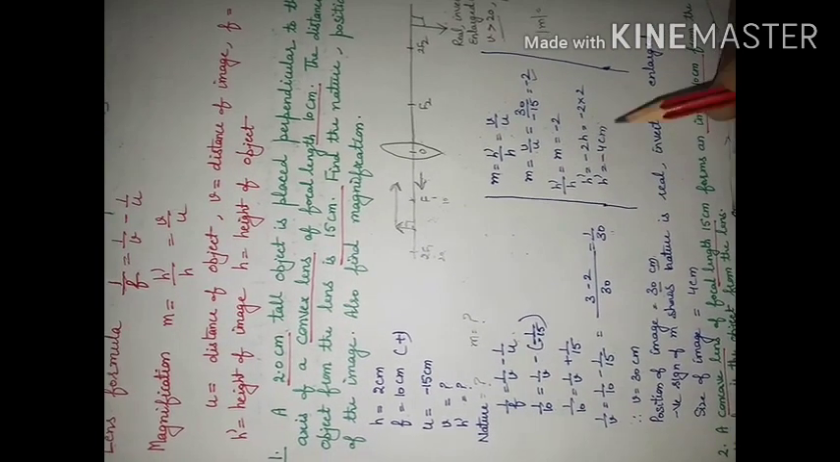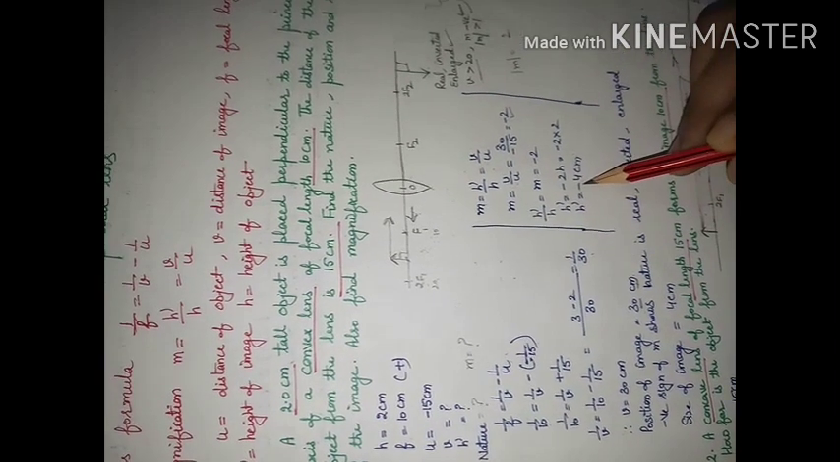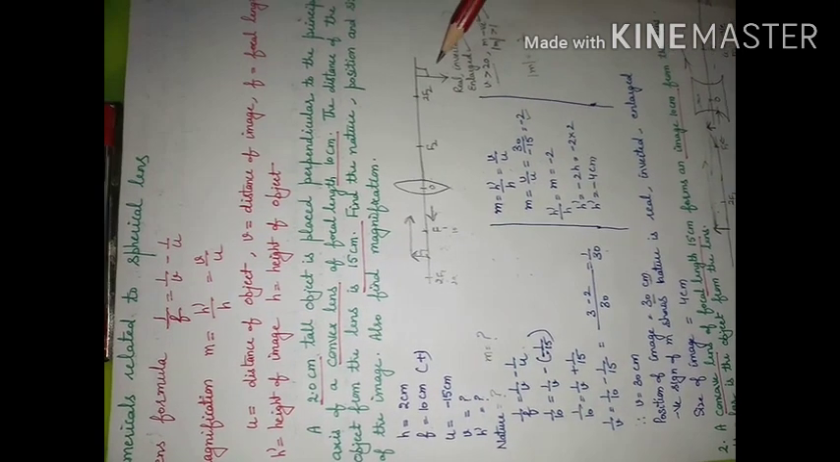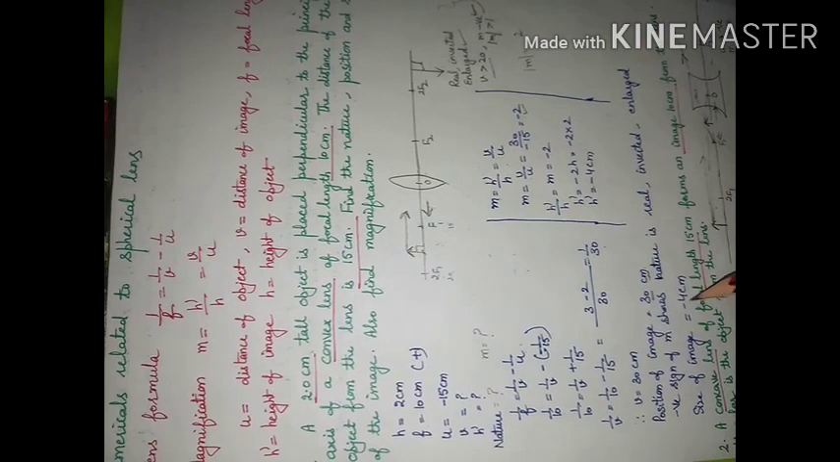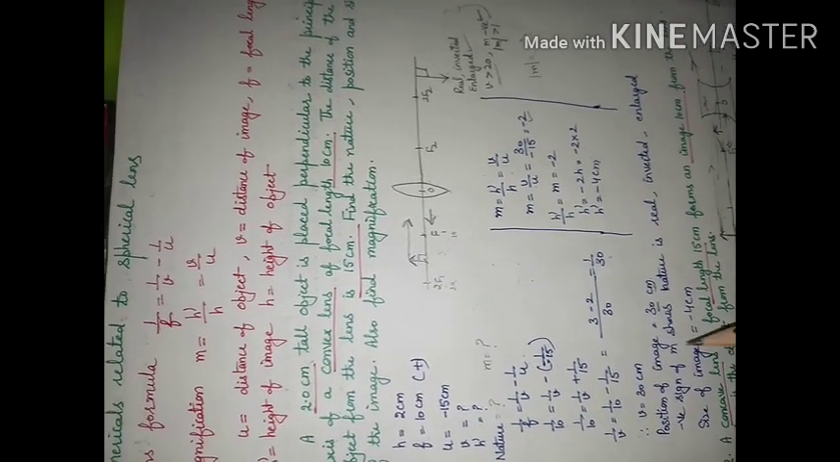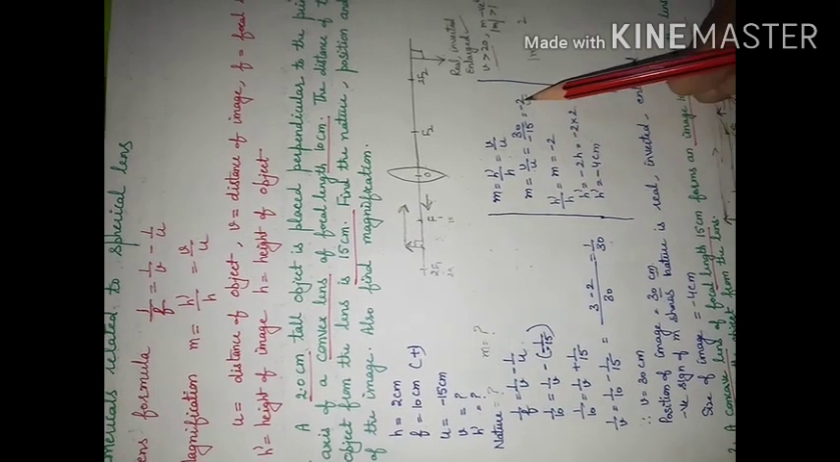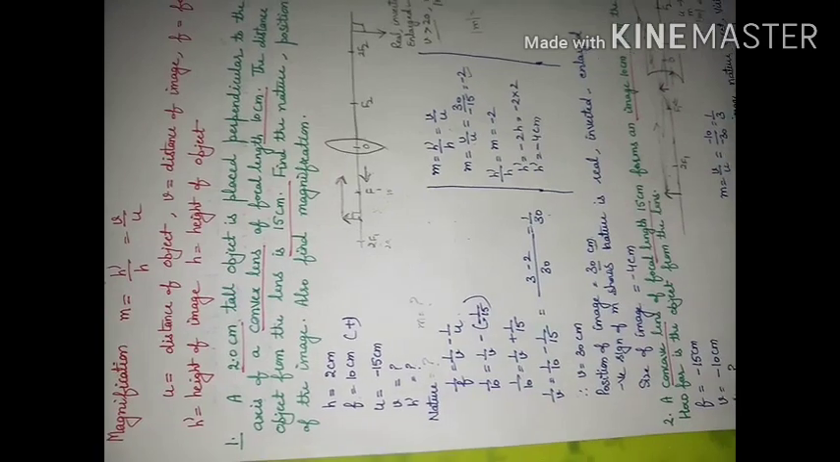Size, if you will consider only magnitude, then this will be 4 centimeter. If you will consider whether it is going to be inverted, then in that case minus will also be there. So size of image minus 4 centimeter, position of image 30 centimeter, and as m is with a negative sign, so it will show that image is real, inverted and enlarged.